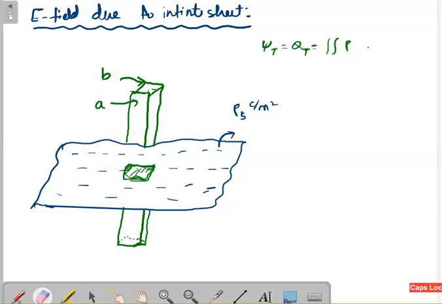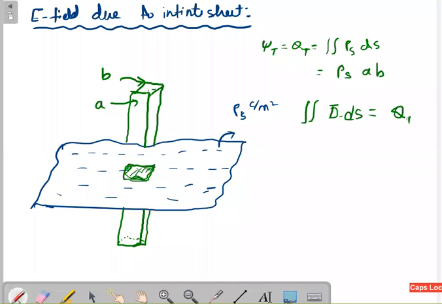rho s into ds. This is a regular shape, so rho s into a into b. Very simple. You should know this area. Rho s into ab. This is the total charge. Now you apply Gauss law. According to Gauss law, D bar dot dS is equal to Q, again Q total.